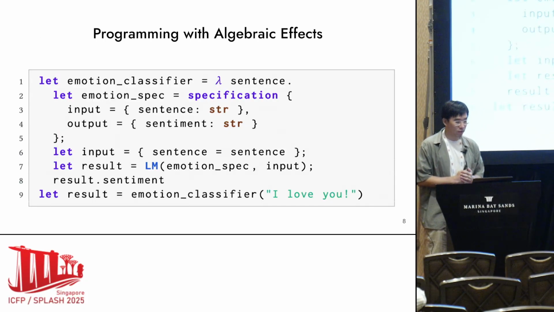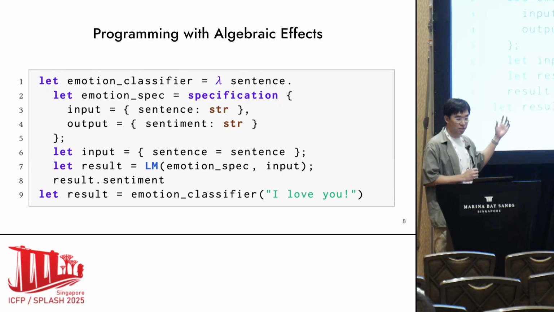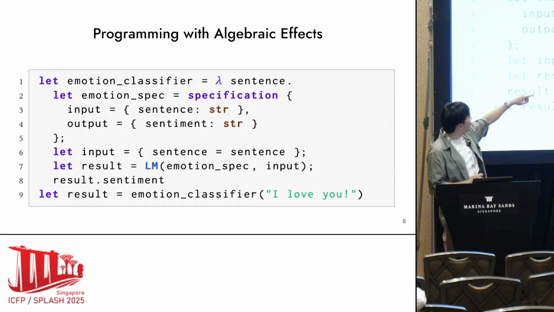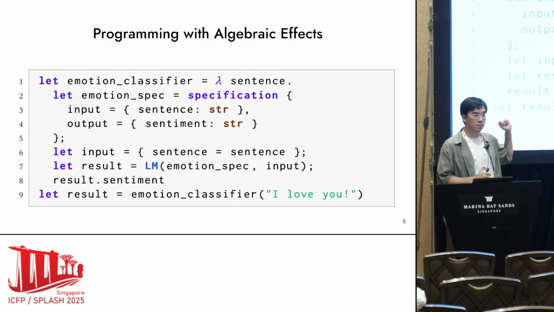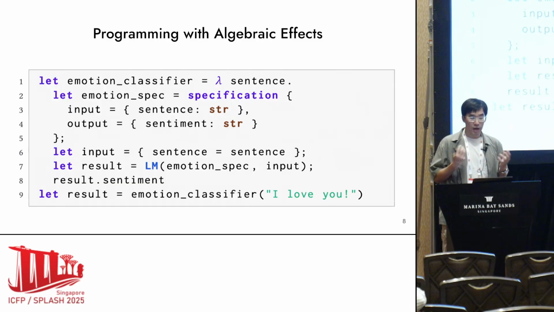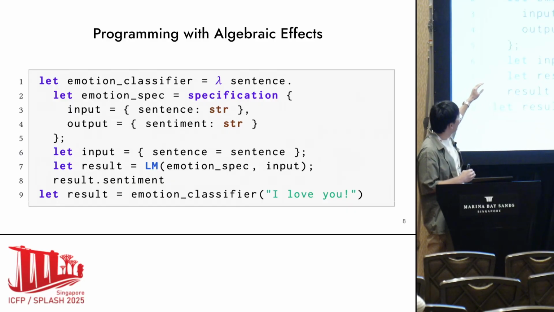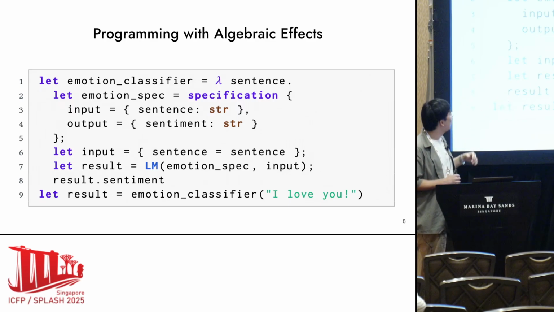Here is a program in Pangolin, doing the same sentiment analysis as I showed before. Here I define a function, a lambda function, as an emotion classifier. It takes an argument, which is a sentence to be classified. Inside this function, I write the specification, which really just says what the type of input is and what the type of output is. They're both just strings, right?